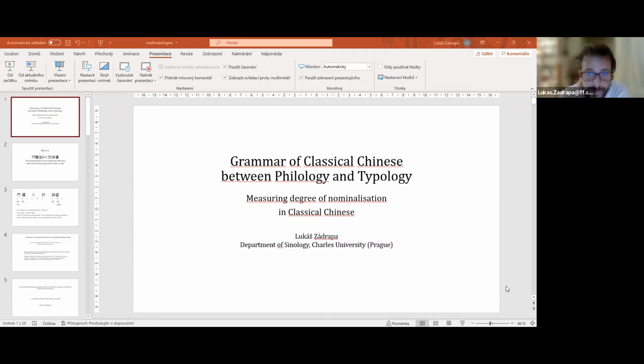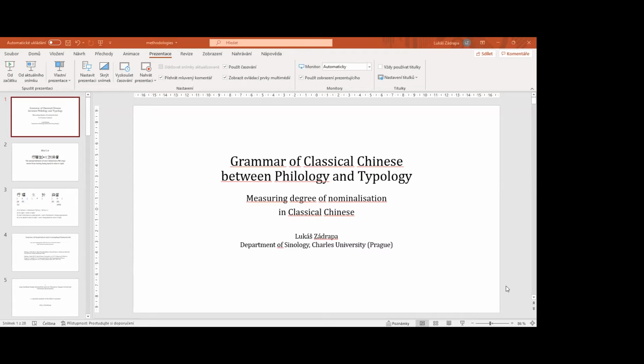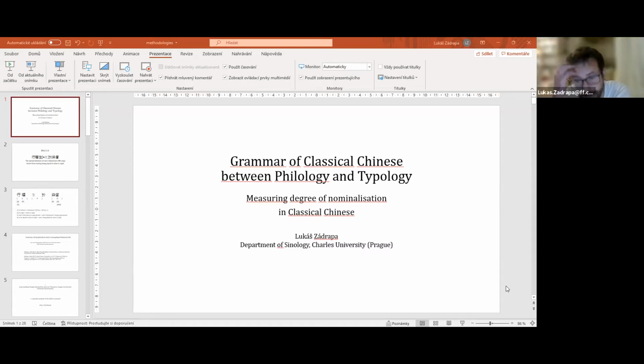My talk will be about measuring the degree of nominalization in Classical Chinese, and about the very phenomenon of nominalization in Classical Chinese. In fact, this is some kind of theoretical prerequisites and basics regarding what nominalization itself in Classical Chinese is, because many people have been talking about nominalization in Chinese and Classical Chinese, but very often they do not agree on what they mean by that term.